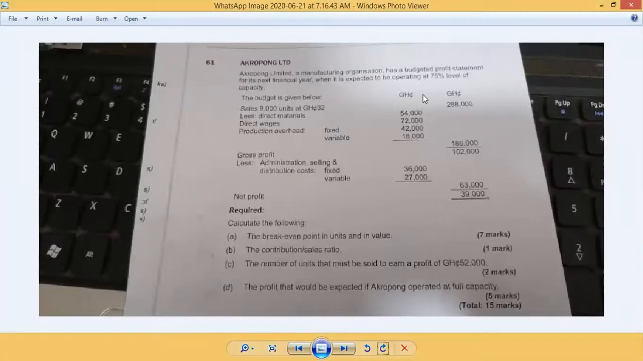Exactly. They will not be operating at full capacity. So this item here represents what? Operating at 75%. Budgeted sales is given below. Sales is 9,000 units. It means that they are at 75%, not at 100%, not full. 75% is 9,000 units. So when they are full, what will it be? As soon as they give you something like that, you start analyzing it. If we are operating at 75% and the unit is 9,000, then at full capacity, what will be the units?